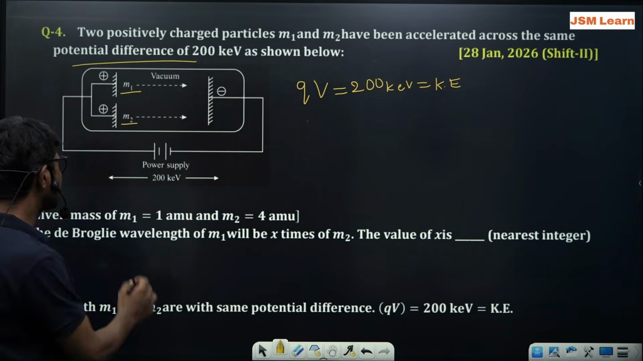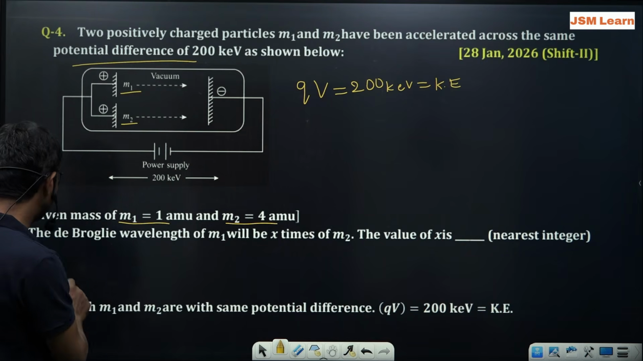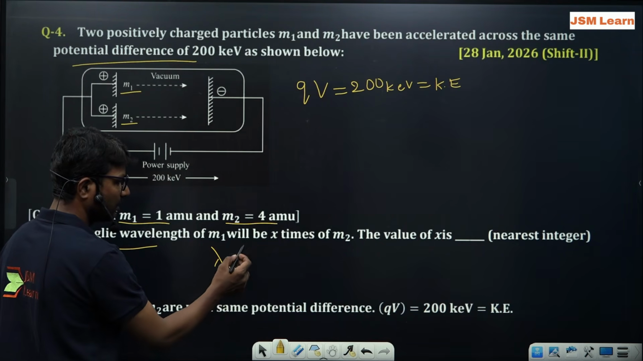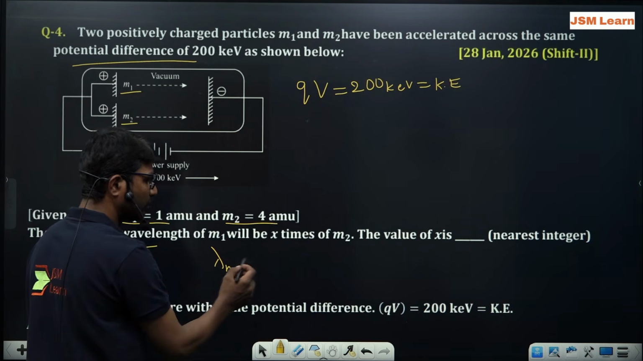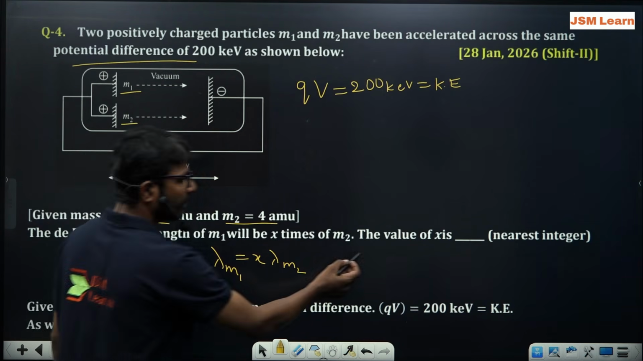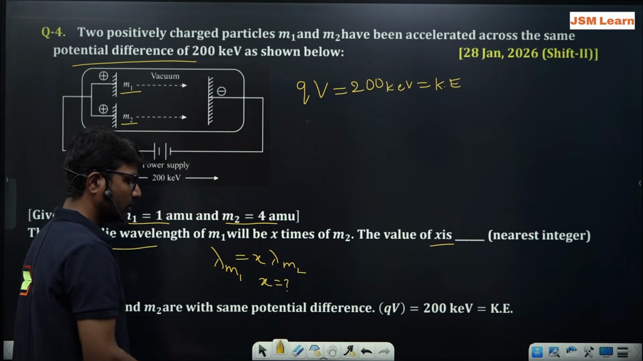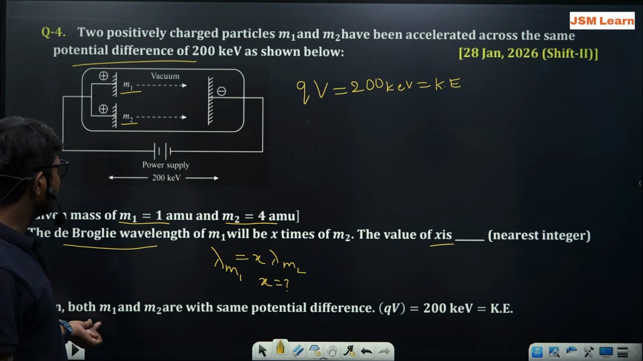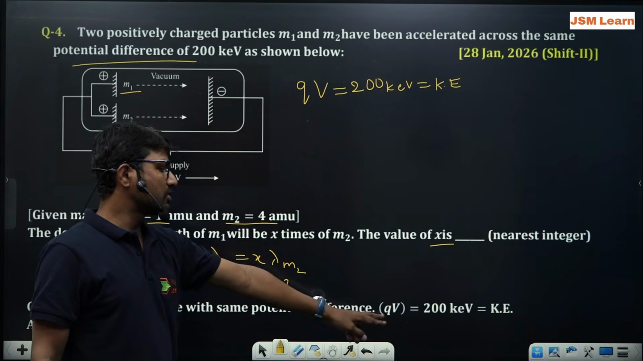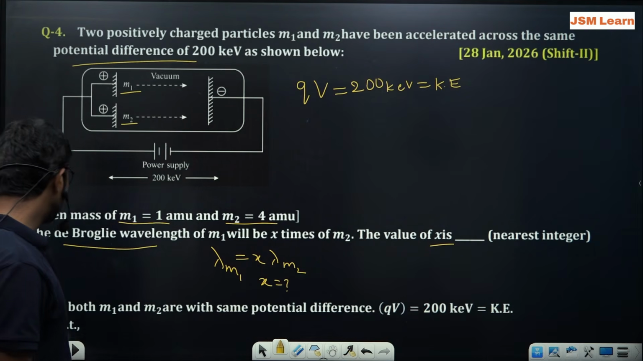Next, the masses M1 and M2 they have also provided, and they are saying that the de Broglie wavelength of M1 will be x times that of M2. The value of x is, so what is x they are asking for. Now the given data is mentioned, both M1 and M2 are at the same potential, that means the kinetic energies for both the particles are the same. So from that, now let us solve.